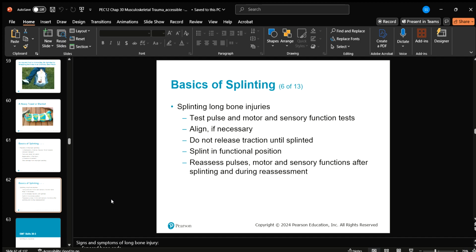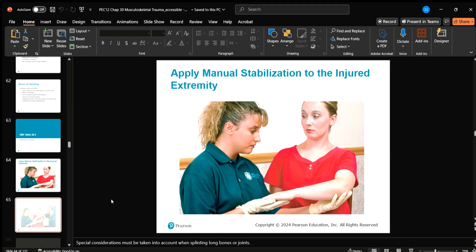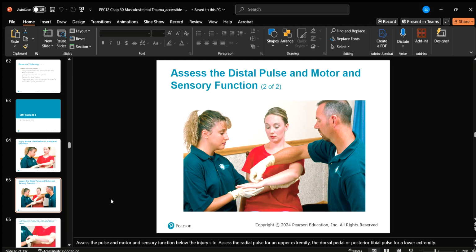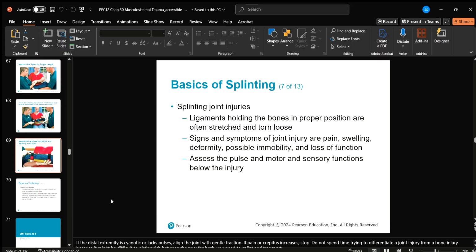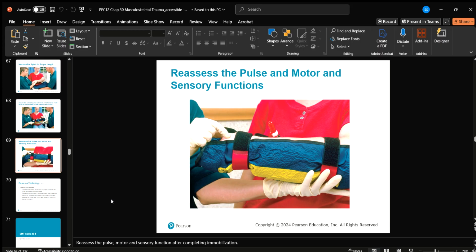Always check PMS, okay, line if necessary. Like I said, I'm reiterating this one more time. You get one shot at realigning, and then reassess. Checking that PMS over and over again. Here's just examples of splinting a long bone. Okay, we've all covered this in class, so we're not going to do this too much. And they're using a vacuum splint.